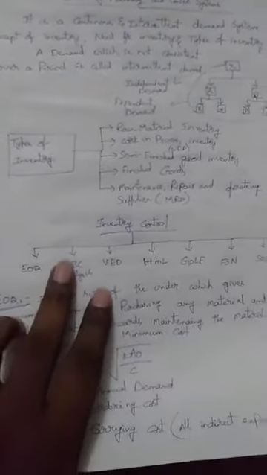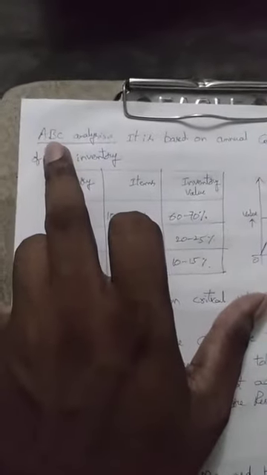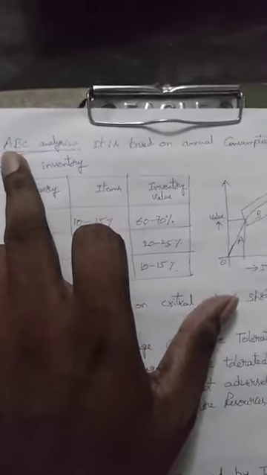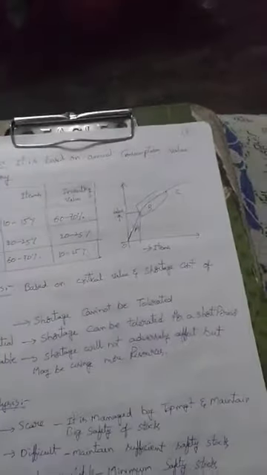Then the second one is ABC analysis. The abbreviation of ABC is nothing but always best control, another name being always better control. Here in this ABC analysis, we see how industries apply it in inventory control.